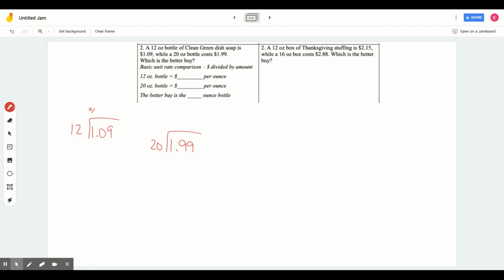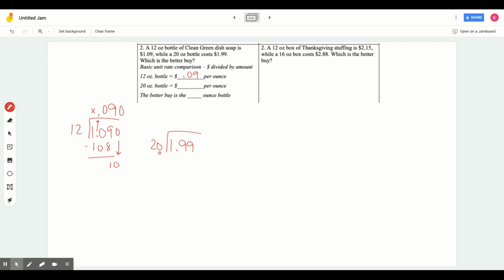12 can't go into 1, and it can't go into 10. It can go into $1.09 9 times. 12 times 9 is 108. We would subtract and bring down a 0. 12 can't go into 10, so we place another 0. And we bring that decimal point straight up. So the 12-ounce bottle costs approximately 9 cents per ounce.